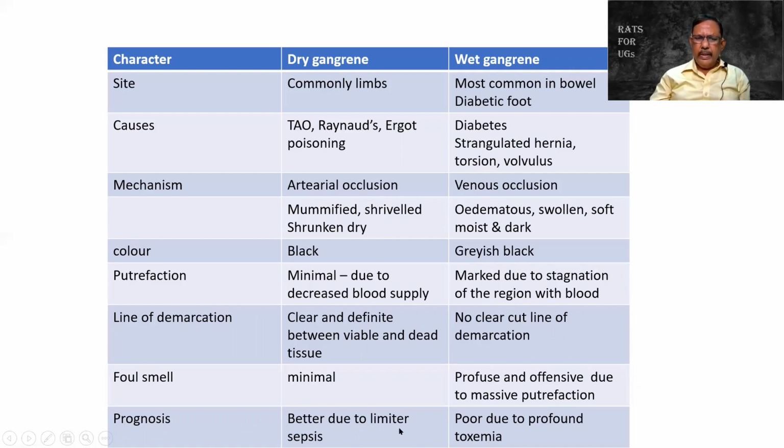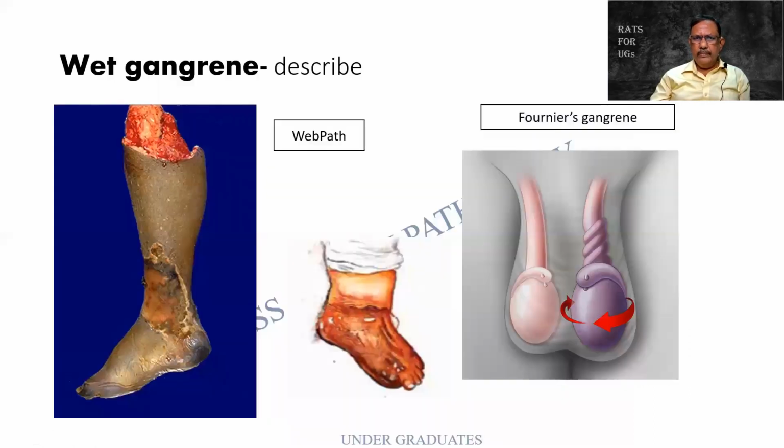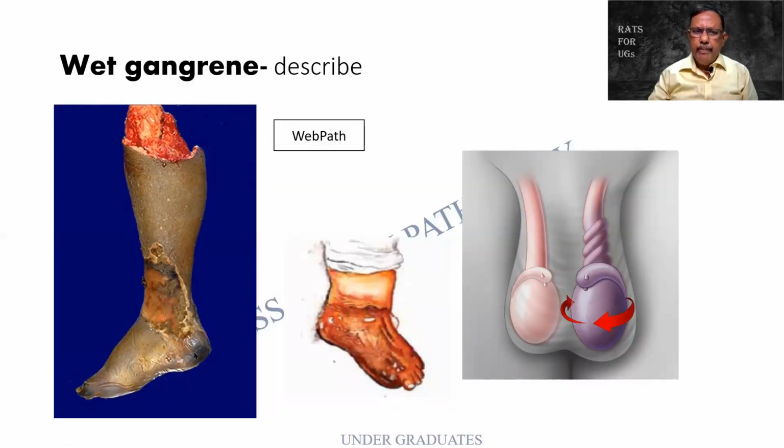Prognosis is better here due to limited sepsis, that too in the extremities, whereas there it is bad due to profound toxemia and extensive necrosis. It is an amputated specimen of the leg. So the leg is over here, the foot is over here. There is a blackish discoloration seen throughout, almost up to the margin. But a little bit of tissue has been left behind, and when studied, it was found to be viable, thanks to the surgeon.